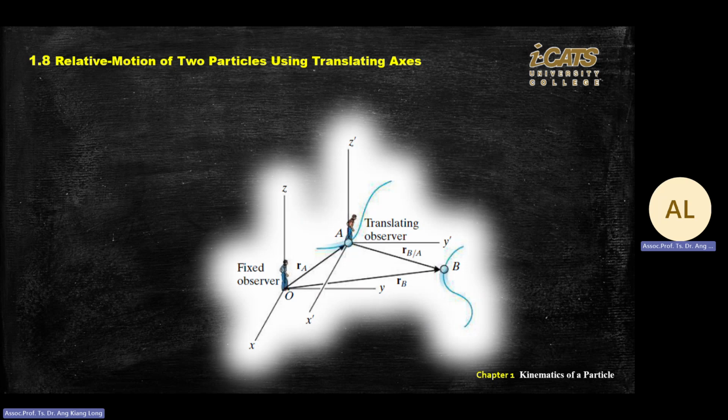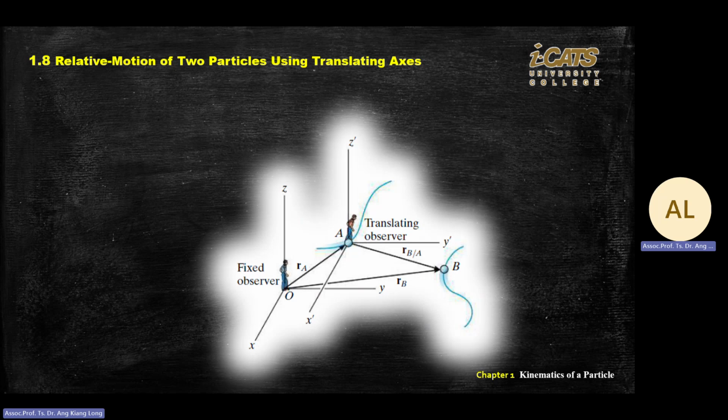Relative motion means comparing another object with another two objects, right? So on the screen here, you have 3 objects. 2 are moving, 1 is stationary. So we always start our question with a fixed observer, which is something that does not move.